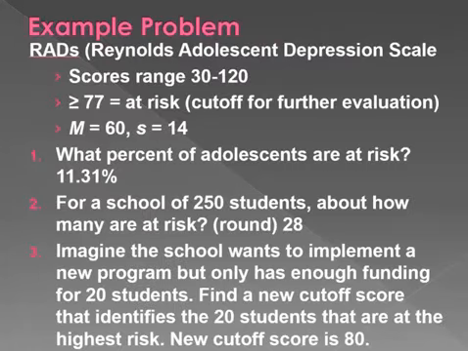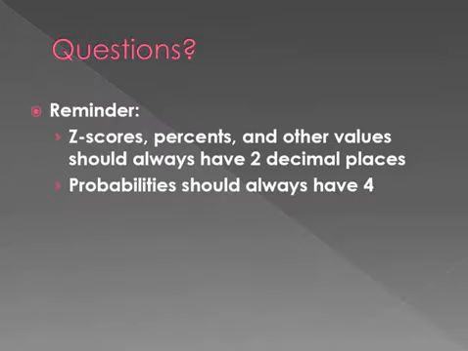So given the fact that we can only treat 20 students, instead of using a cutoff score of 77 or higher, we've now figured out that the correct cutoff score to use is a score of 80 or higher. So out of our 250 students, anybody that gets 80 or higher is at risk for depression, and they would then qualify for our intervention. Based on probabilities, that should be 20 students, which is perfect because that's what we have the money to treat. All right. So now is the point where I would ask if there are any questions.